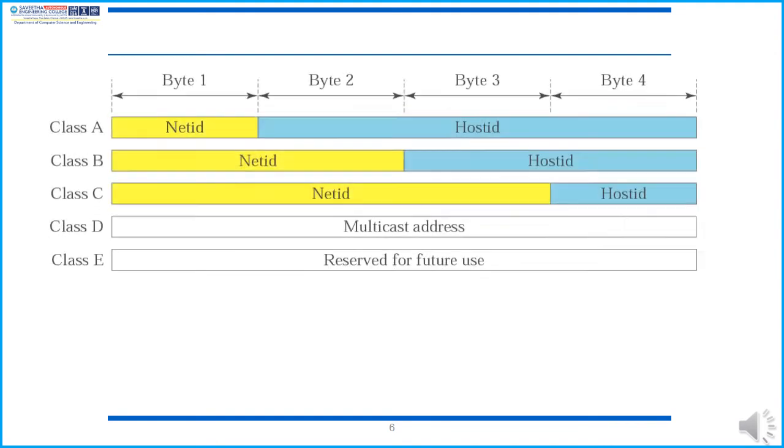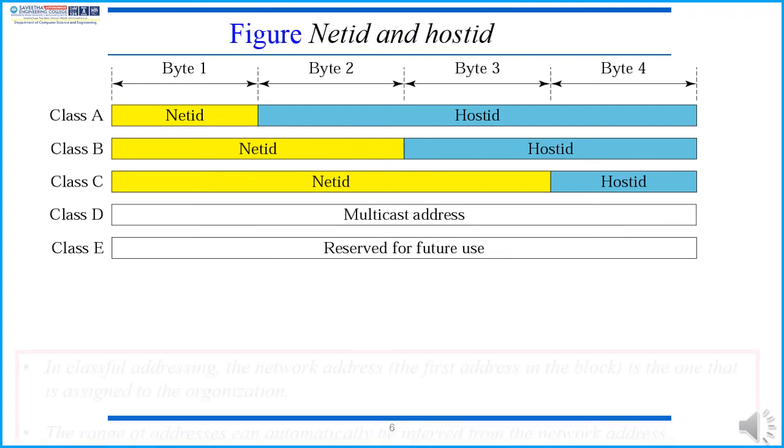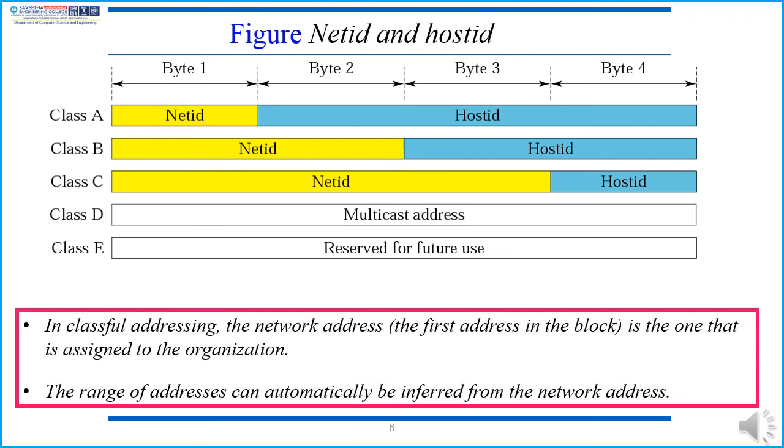The next important parameter we are going to see here is net ID and host ID. The net ID determines the network address while the host ID determines the host connected to that network. In classful addressing, the network address, that is the first address in the first block, is the one that is assigned to the organization. The range of addresses is automatically inferred from the network address.